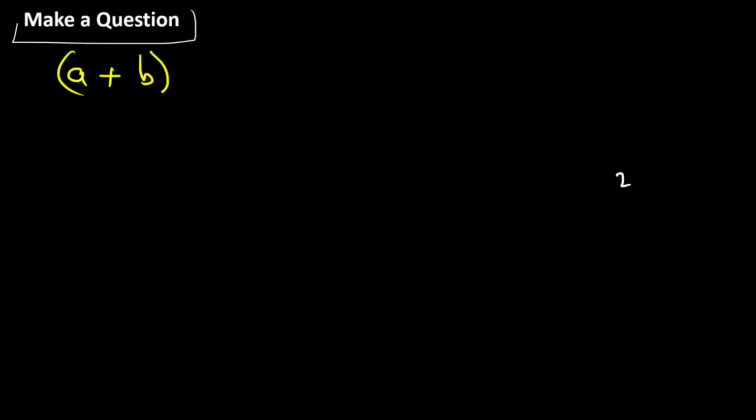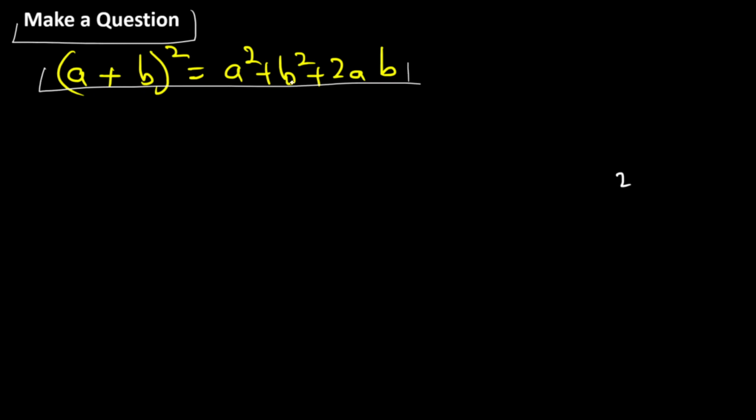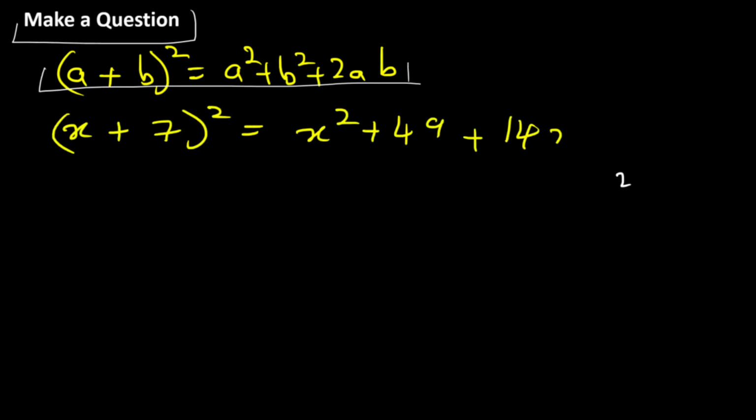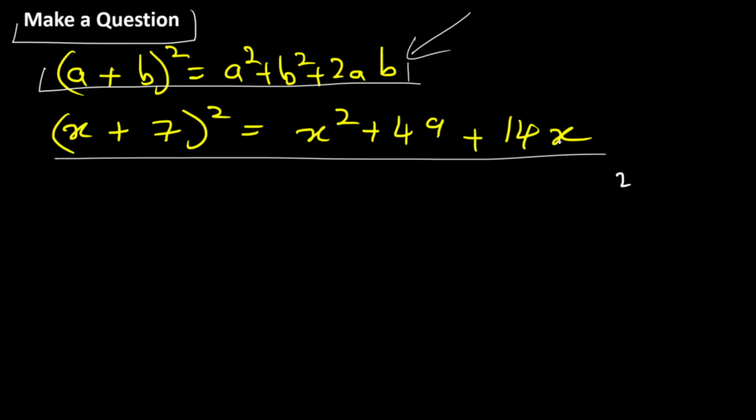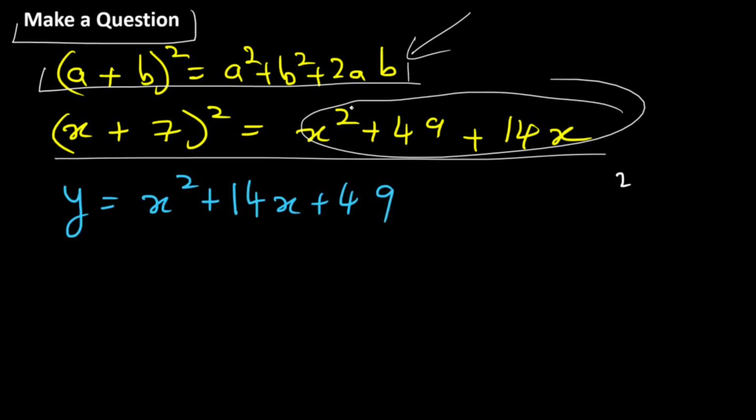Now, we know that (a plus b) the whole square is equal to a square plus b square plus 2ab. All right, now to make a question, I'm just going to take x plus a value and then square it. So let's take x plus 7. All right, now (x plus 7) the whole square, as per this formula over here, is x square plus 49 plus 14x. All right, now I will say that y is equal to this expression over here, which we found over here. All right, and then statement 1 in my question would be that y is equal to 0, right?